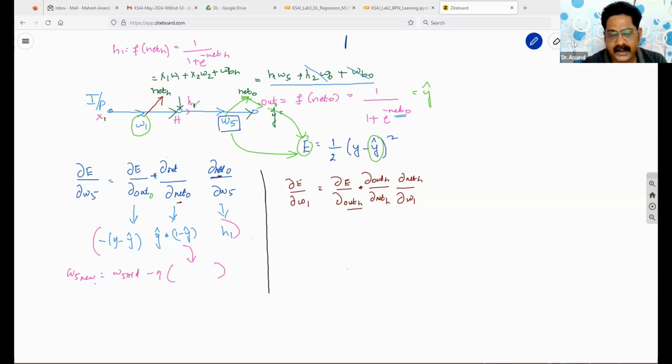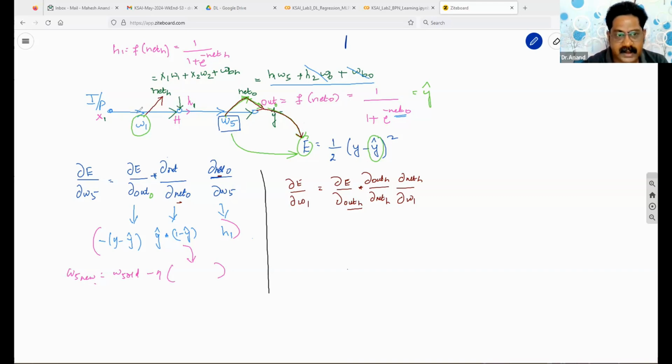So already we know that we have the expression for how W5 is impacting the error, right? Now we are going to express how H1 is impacting the error. Again, this term is not directly doable, so you have to break it down into three components. What is the meaning of this? Here we have expressed how W5 is impacting the error. We have taken the indirect route, right? How W5 impacts the net at O, how net at O impacts the final output, and how the final output impacts the error. That is why we break it down into three components.